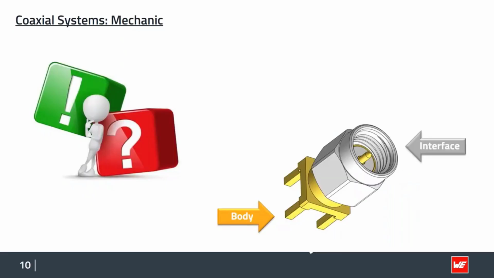So, the mechanics of coaxial systems. If we go to the mechanics, of course, we also have, like for every connector, an interface part to interconnect with the opposite. And we have a body that defines the mechanical fixation on PCB, housing, or cable side.